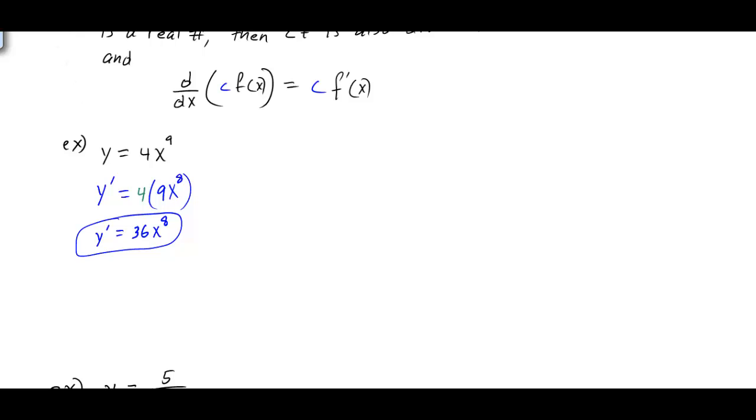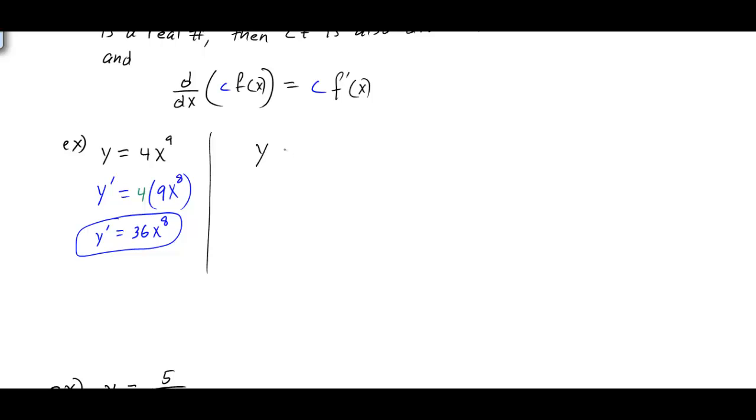Now, really, the easiest part here is that if you know the derivative of your function, and then you multiply it by a constant, that's going to be the derivative of the constant times your function. So in other words, if you're just multiplying by this constant 4, you can simply take the derivative of x to the 9th, which we know is 9x to the 8th, and then multiply that by the 4, and that would be your derivative.